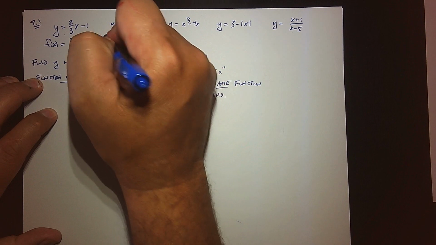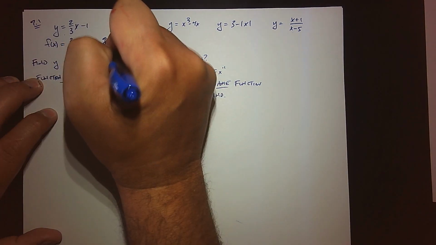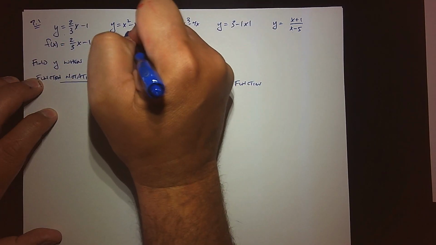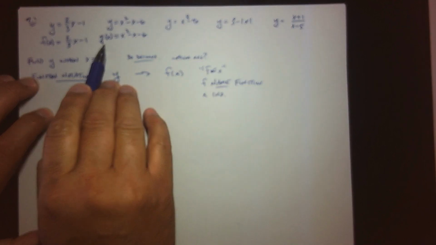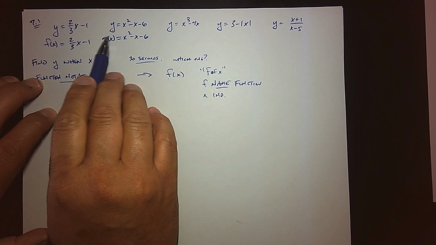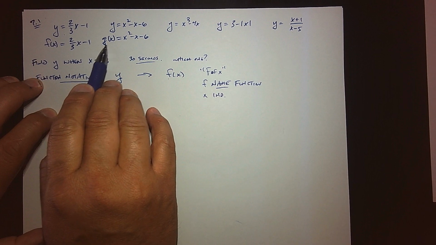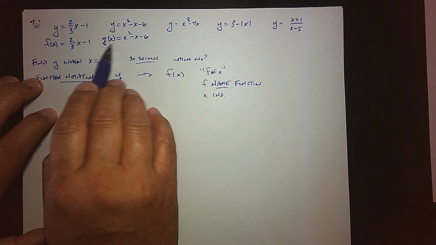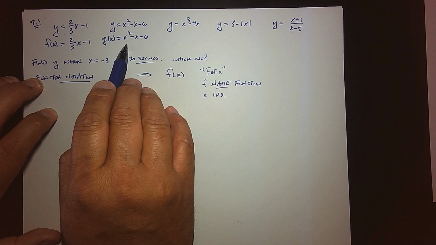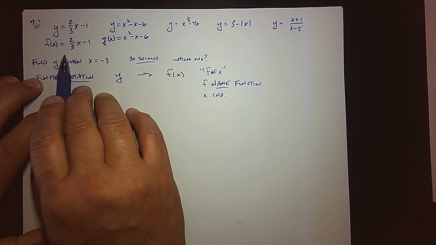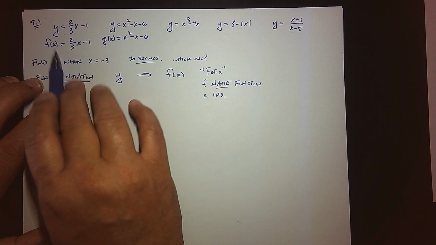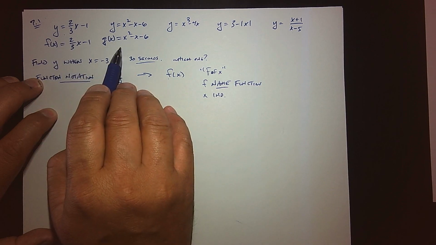We can keep going in our alphabet, right? If this is f, how about we call that g? So I'm replacing this y with the notation g of x. So now I've called the relationship g, and it also depends on x, and here's how it depends on the x. We're going to square it, subtract it, and then subtract 6. So a different relationship, a different name. So this is my function f of x, this is my function g of x.